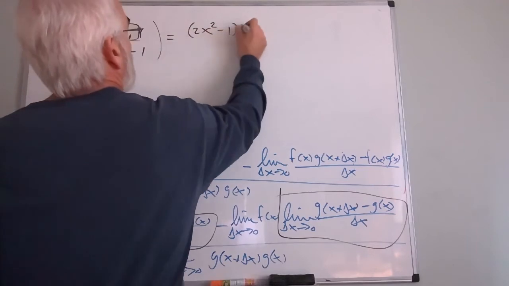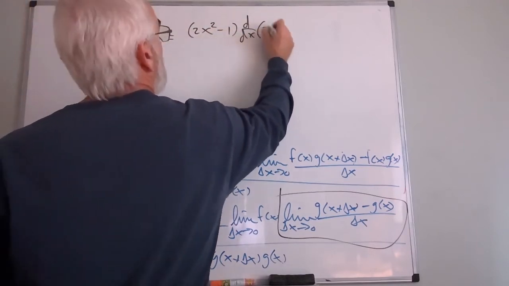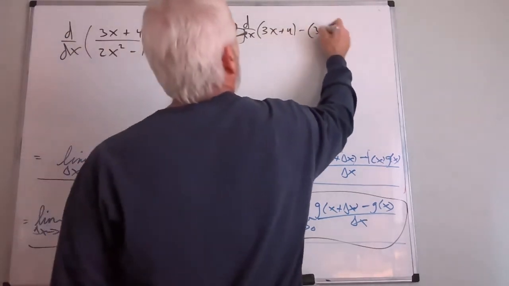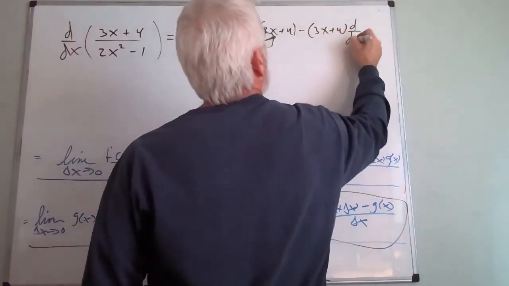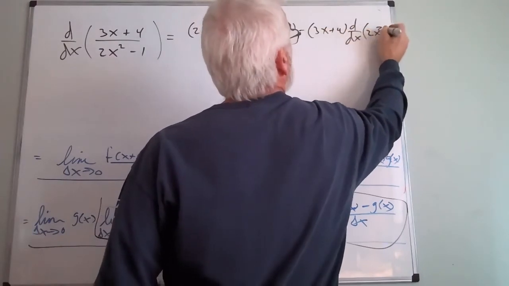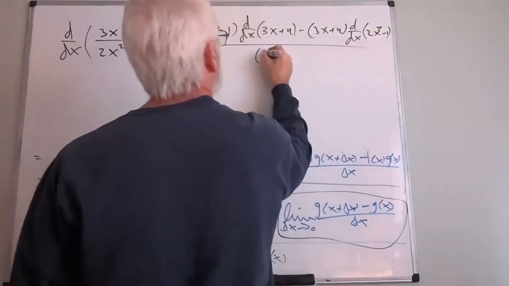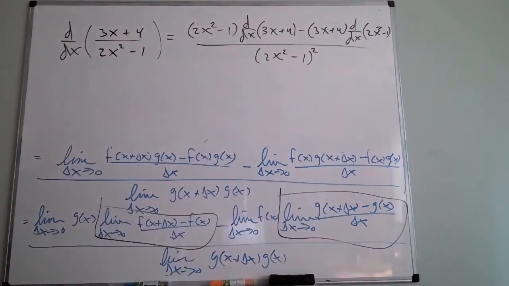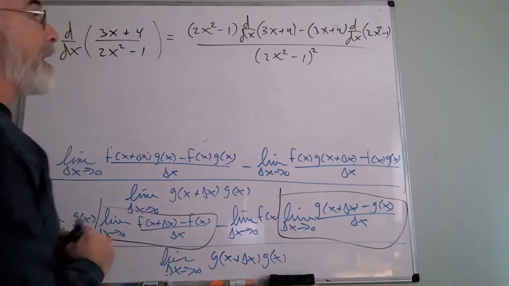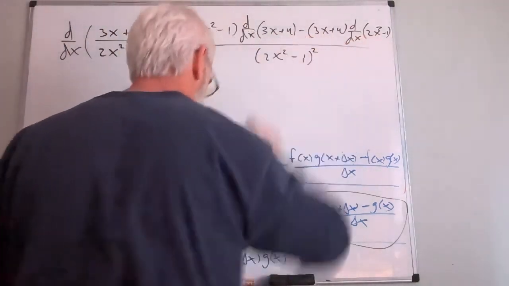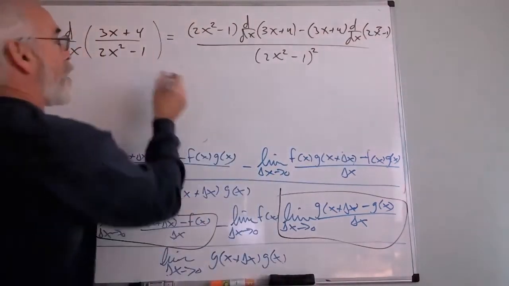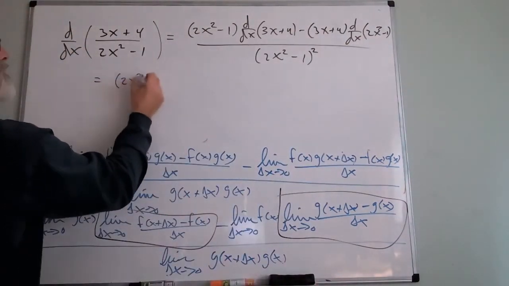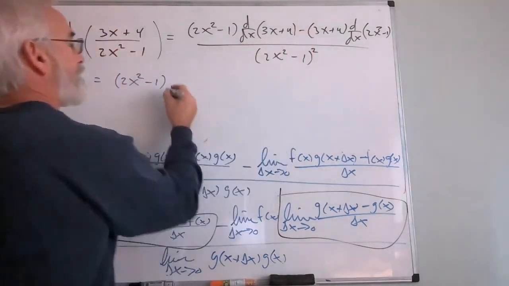ho d high minus high d ho all over ho, or just ho squared, if you will. Now, I don't know what the answer is, but I've laid out the template to find the answer. I still have to take the derivatives, but notice where the derivatives sit, and notice there's a minus sign between them. So now when I write this out, 2x squared minus 1, the derivative of 3x plus 4 is simply 3.